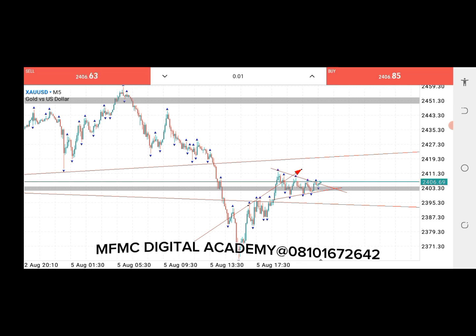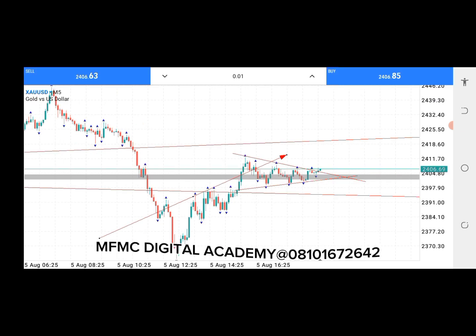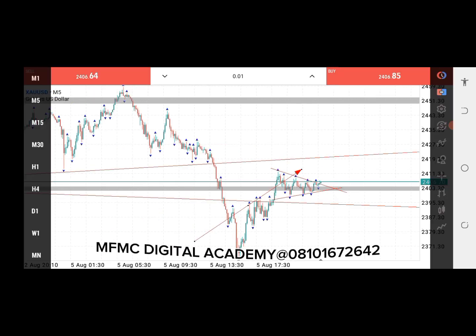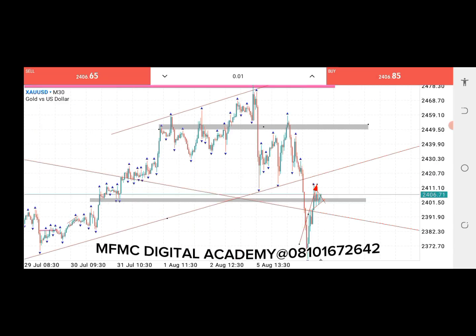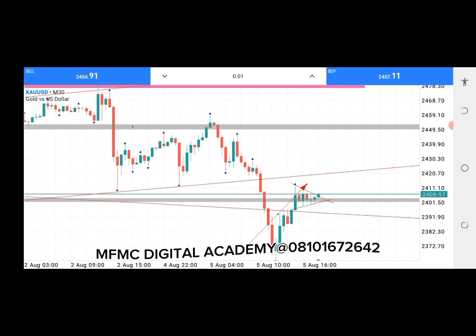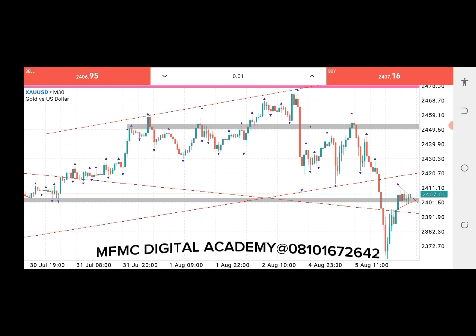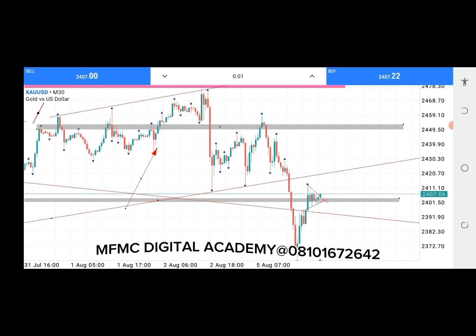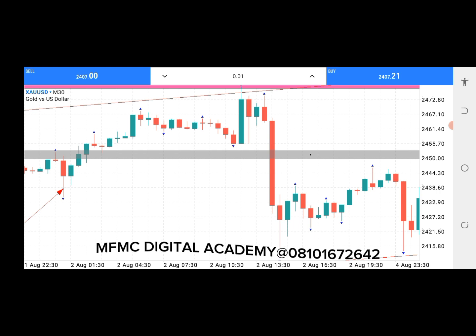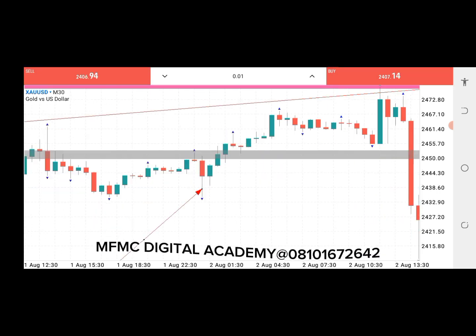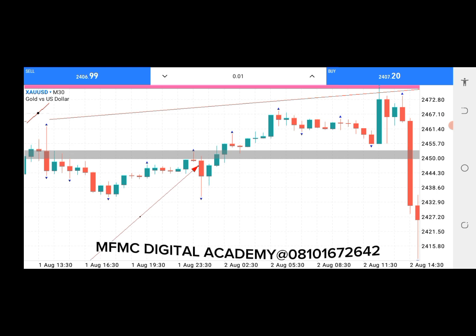Now we have candlestick patterns. We have a lot of candlestick patterns. We have the hammer candlestick pattern, we have the inverted hammer, we have the shooting star, we have bullish engulfing, bearish engulfing, and more. So now I will look for a particular candlestick pattern. Now we have a hammer candlestick pattern here. This is a hammer candlestick pattern. It's a single-stick candlestick pattern. So can you see? This is a hammer.